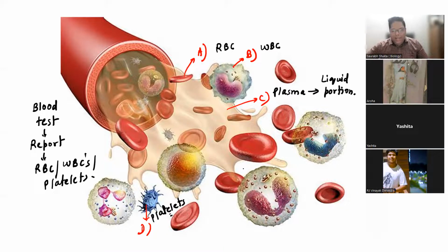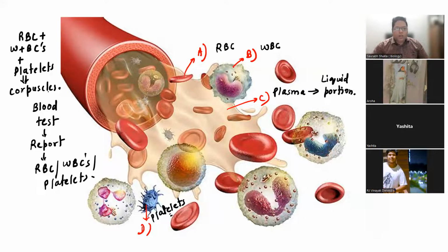And if we are adding RBCs plus WBCs plus platelets, our one word answer will be corpuscles. Right, students? So here you can clearly check a proper blood vessel is there, and inside this blood vessel these components are there, and these components are always measured with the help of blood test.